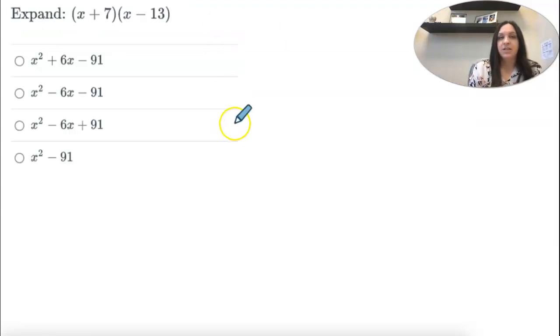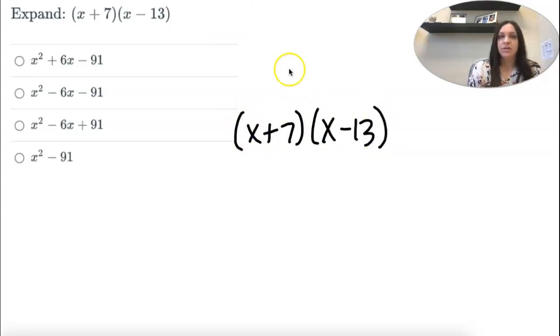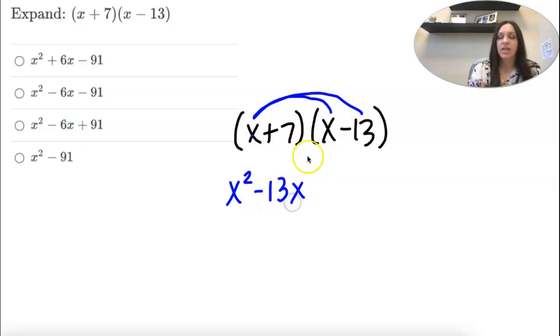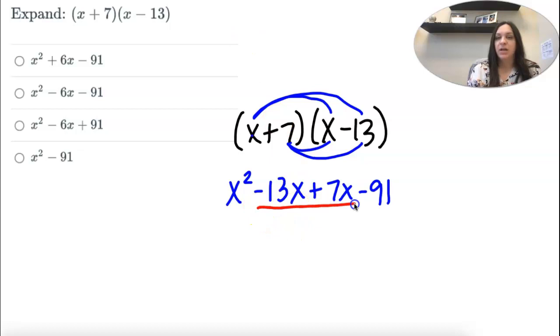Alright, x plus 7 times x minus 13. So again, I'm going to distribute this x to both of the terms in the second one. So x times x is x squared, x times negative 13 is negative 13x, and then we multiply the 7 to both of those as well. So 7 times x, 7 times negative 13 is negative 91. And then our middle terms combine. So I still have x squared, and then I have negative 6x minus 91. Right there.